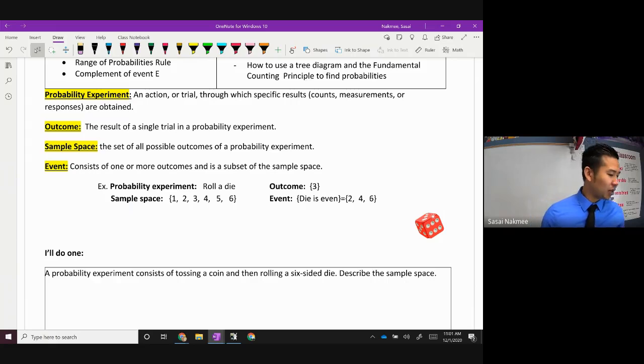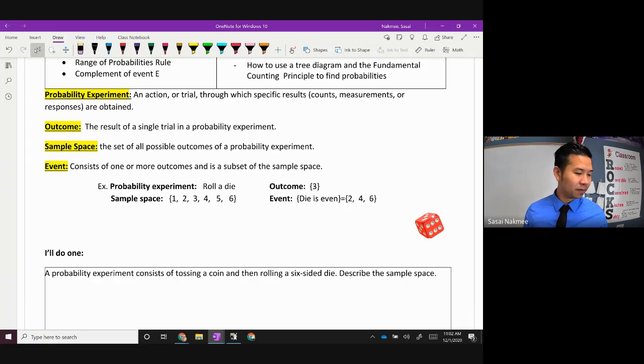The last one is called an event. An event consists of one or more outcomes and is a subset of a sample space, meaning you care about a specific outcome in a sample space. So for example, when you're flipping the coin and you guys are calling out heads, heads would be the event out of the sample space of heads or tails. So when you're talking about an event, you're talking about a specific outcome that you want or that you care about or what it is that you're recording.